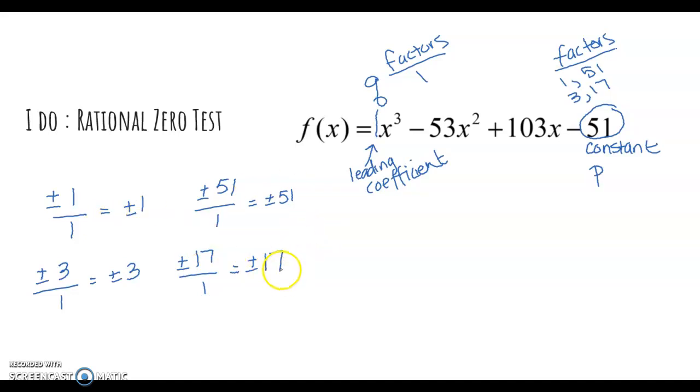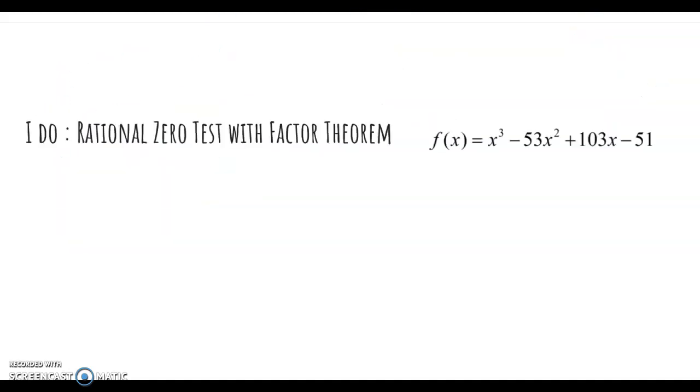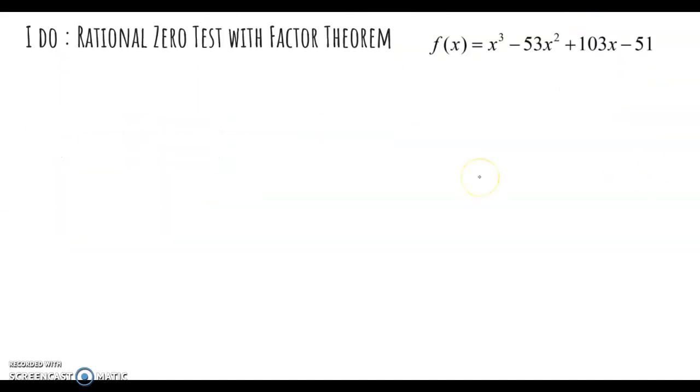So we have 8 different possible zeros. Positive 1, negative 1, positive 51, negative 51, positive 3, negative 3, positive 17, negative 17. So now we're going to test our possible zeros that we found, using the factor theorem. So I'm going to start with my positive 1. Just like we did on factor theorem, and you can go back and review that video, you're going to replace all of the x's in your function with 1.